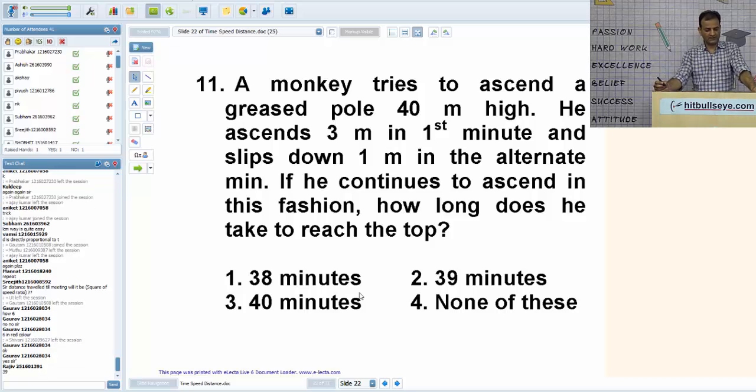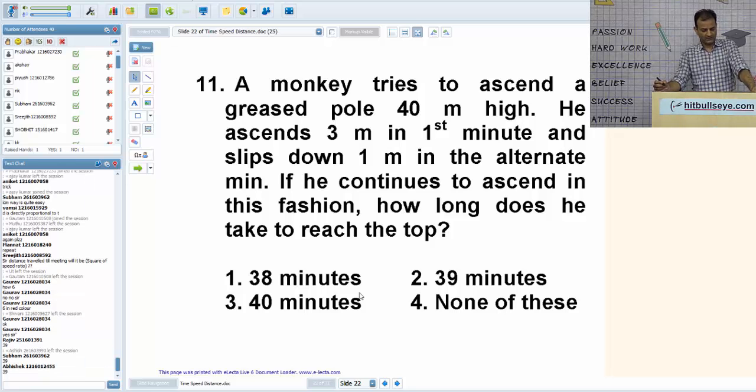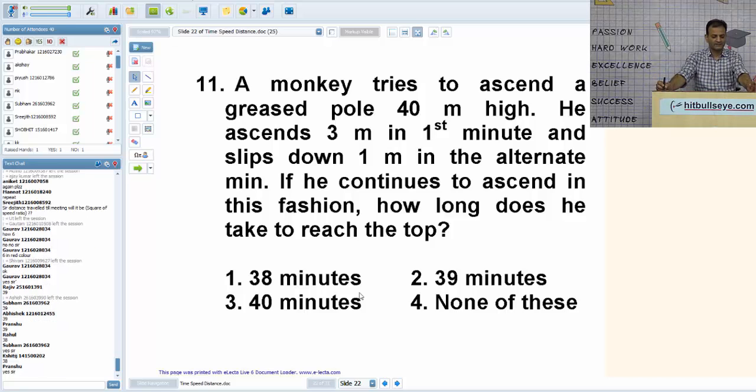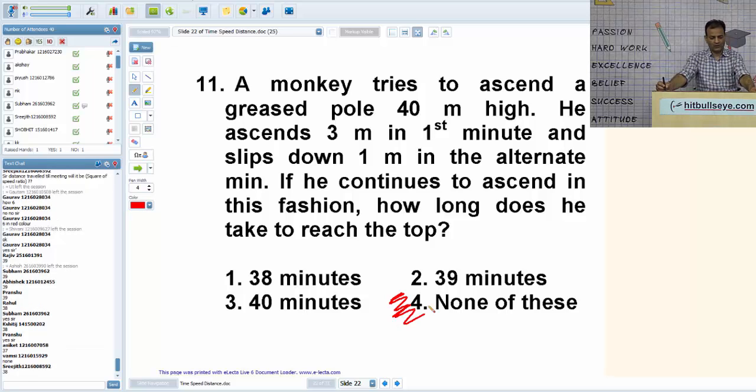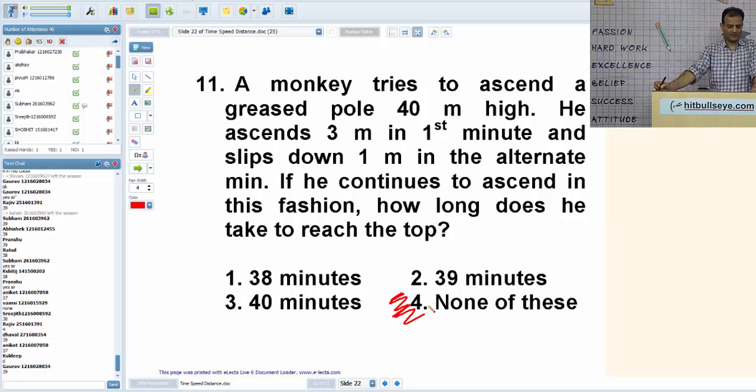Rajiv has come with answer 39 minutes. Okay. Shubham 39. You are getting exactly answer 39. All of four of you. 39. Pranshu. Kshitiz has come with 38. But again one choice is given in this question. None of these. None of these. Yeah, Vamsi. What should be the actual answer, Vamsi? Aniket has come 38, 37, 39.